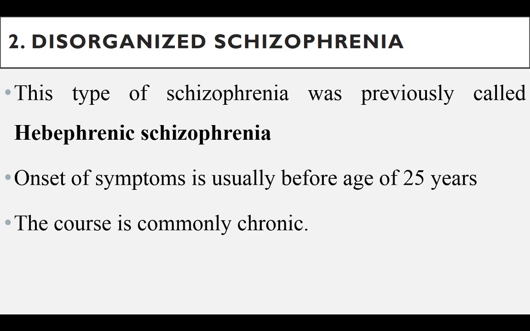The course is commonly chronic. You will see it is very chronic. When we see these symptoms, you will be able to relate them to all those old patients that we have nursed in Sun Care, those whose history you have taken and on whom you have run the mental status examination. When you observed them, you will be able to relate it.